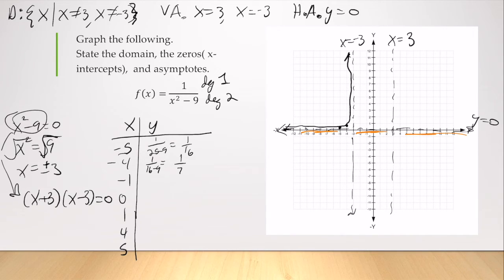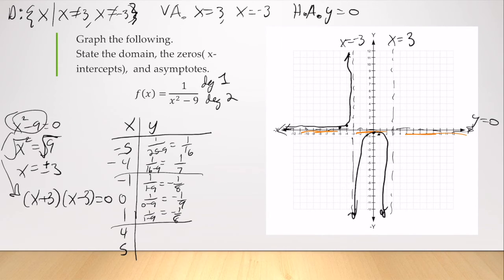Now let's take a look at the middle. So x is negative 1. I have 1 over 1 minus 9, which is negative 1/8. When x is 0, I have 1 over 0 minus 9, which is negative 1/9. And the same thing when x is 1, I have 1 over 1 minus 9, which is negative 1/8. Notice the symmetry here. So when x is 0, we've got negative 1/9, negative 1/8. Trying my best here. It's going to look like this.